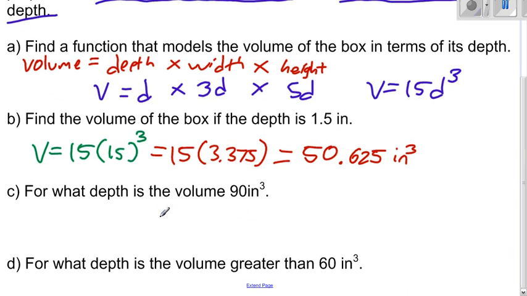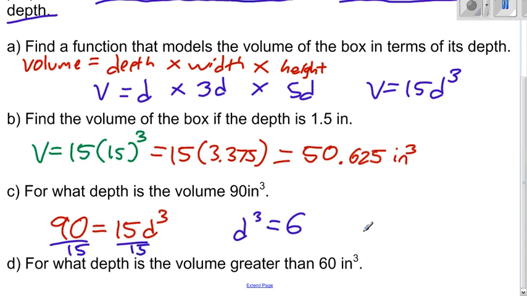For what depth is the volume 90? So now we're just going to set the volume equal to 90. 90 equals 15d to the third. And then solve for d. So first divide by 15. So we have d to the third equals 6. Cube root both sides, and we get d is the cube root of 6, which is about 1.817 inches.